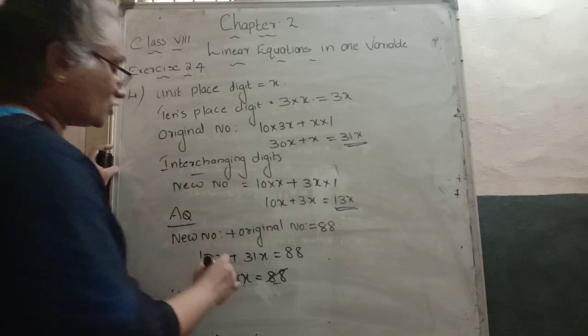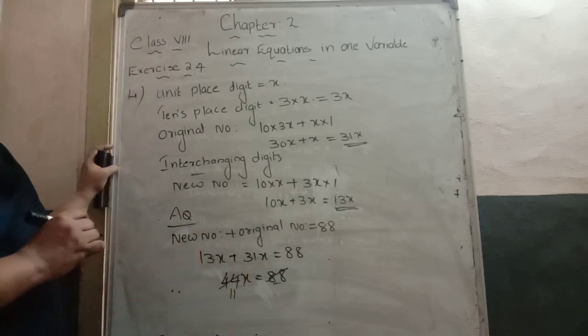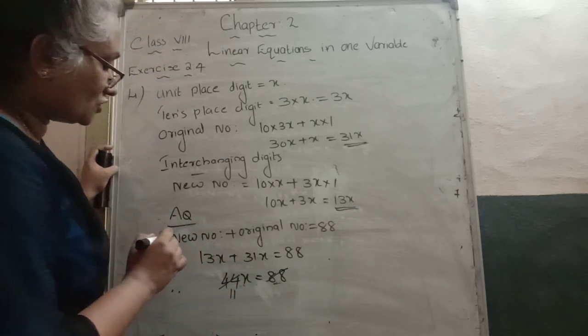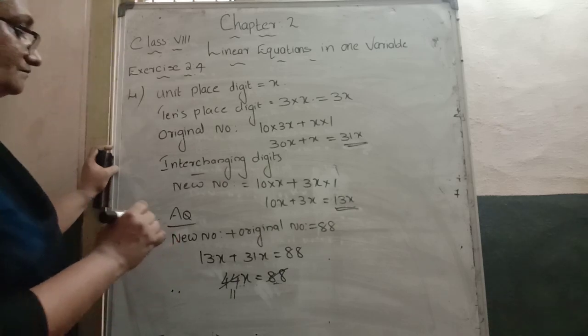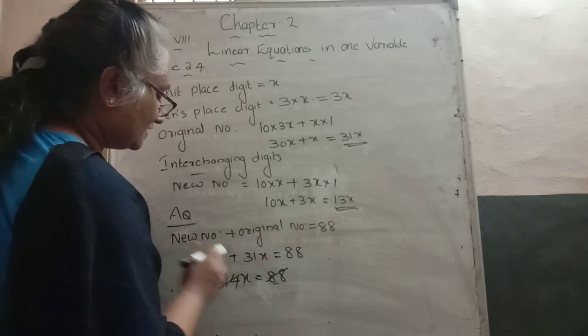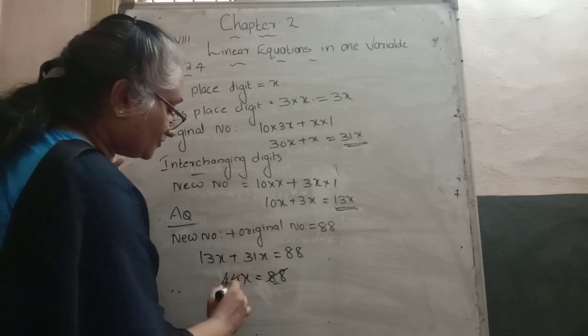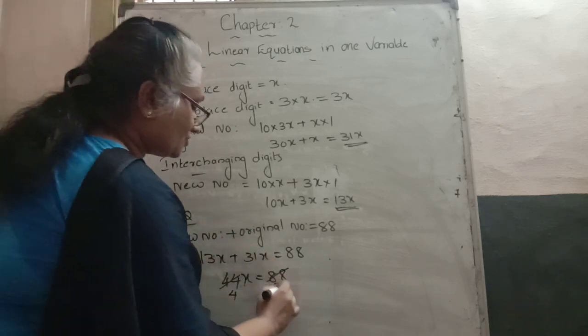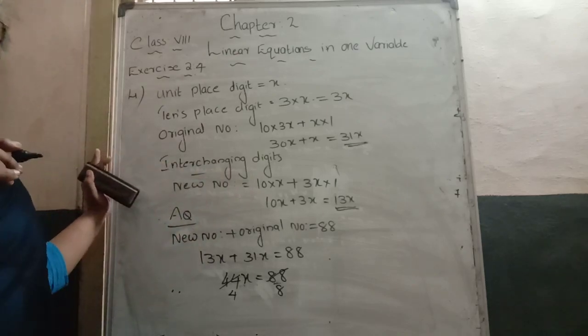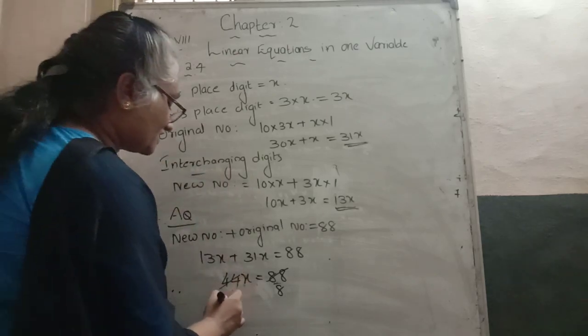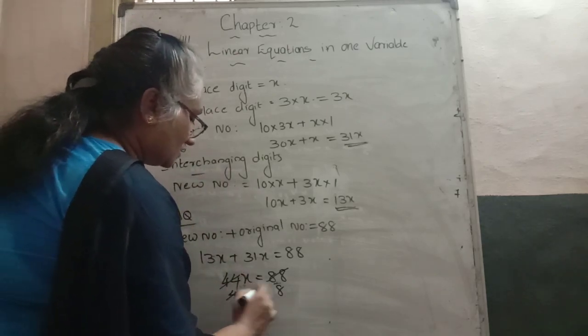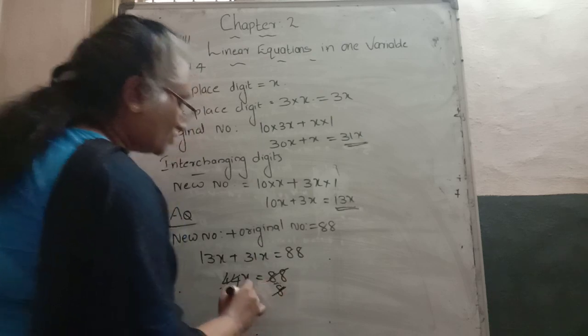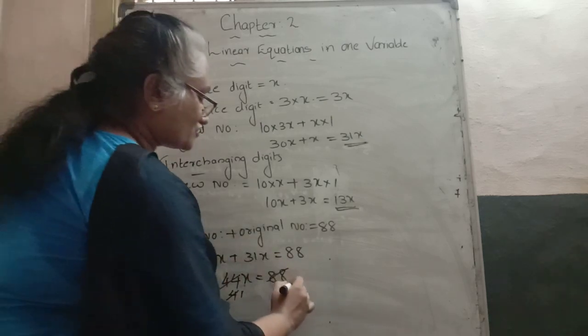4 table. 4 into 11 comes to be... or otherwise, 11 table: 11 into 4 comes to be 44. Then 11 into 8 comes to be 88. Again 4 table: using 4 into 1 comes to be 4, 4 2s are 8.